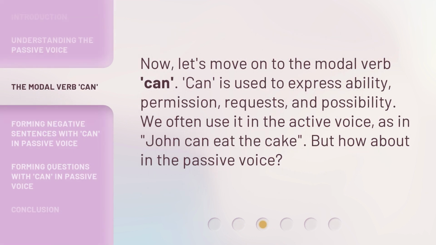Now, let's move on to the modal verb can. Can is used to express ability, permission, requests, and possibility. We often use it in the active voice, as in, John can eat the cake. But how about in the passive voice?